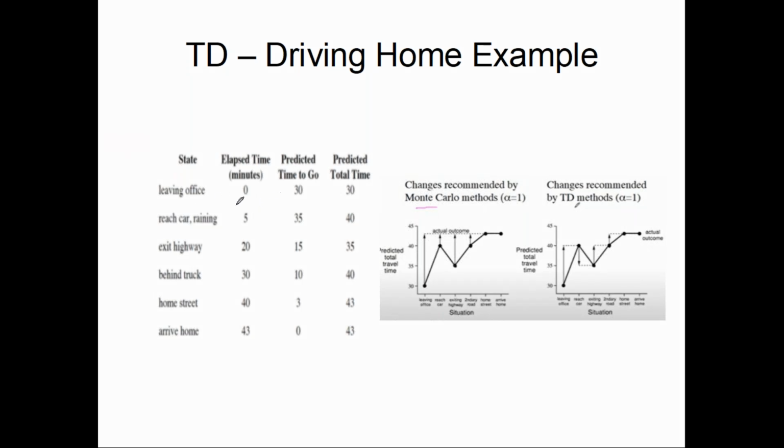Now a person starts from office. He predicts that it may take 30 minutes to reach home, and the total time is also 30 minutes. Then by the time he reaches his car, he is slightly late, 5 minutes consumed. But now, because it's taken 5 minutes and it's raining, he says, from now onwards I will take 35 minutes. So overall time he says is now 40 minutes. Then he starts driving.